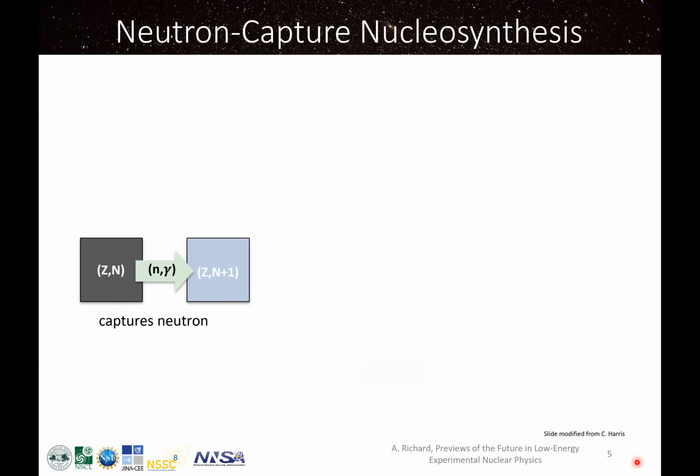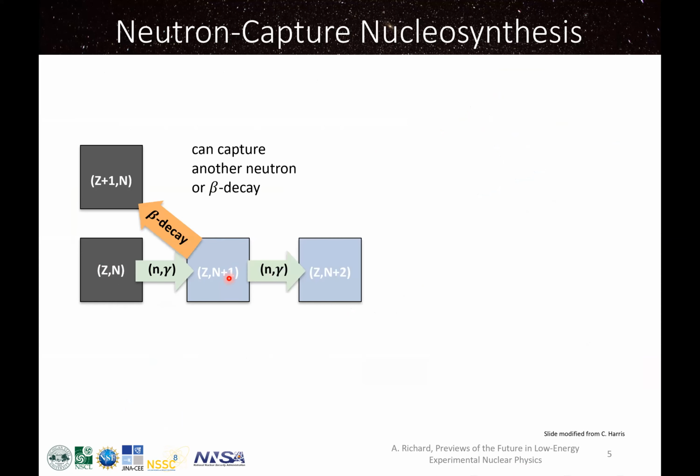If we imagine that we're in some sort of neutron-rich environment, we have our nucleus with Z protons and N neutrons. We capture a neutron to become one more unit neutron-rich. At this point, we can capture an additional neutron to become N+2, or beta decay can become competitive and take over, and we can beta decay back towards the stable isotopes.